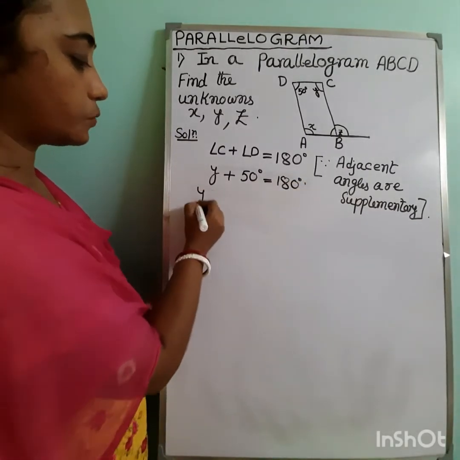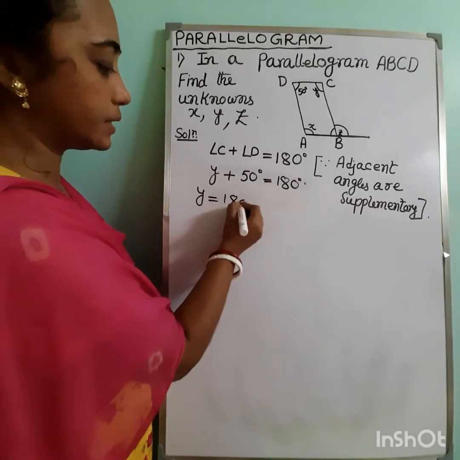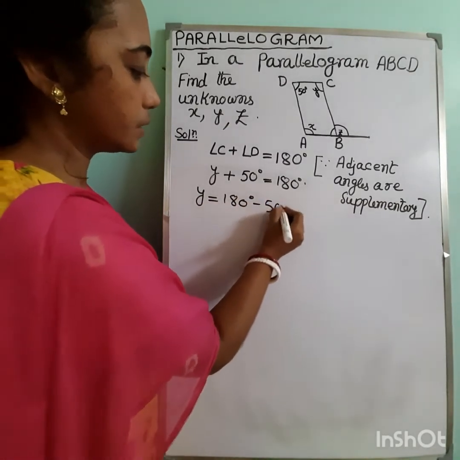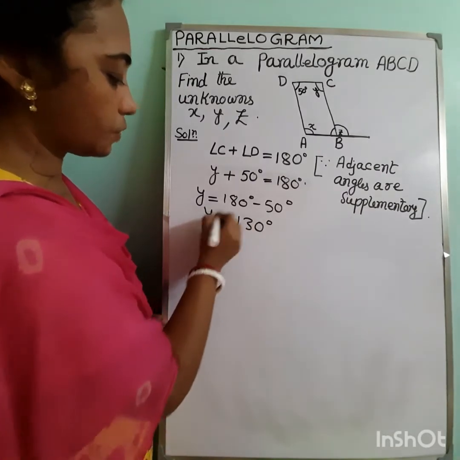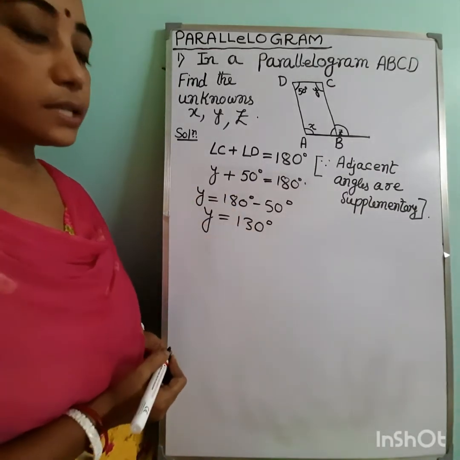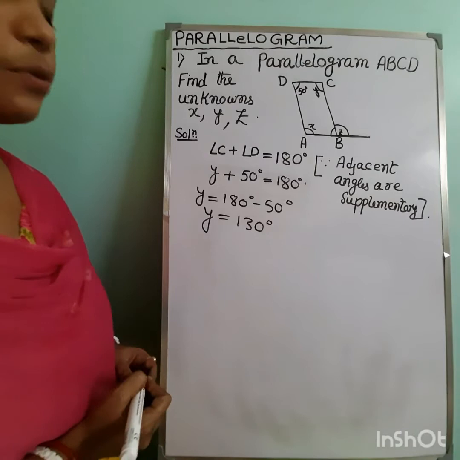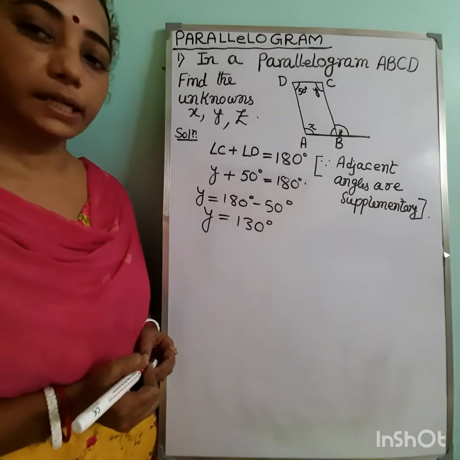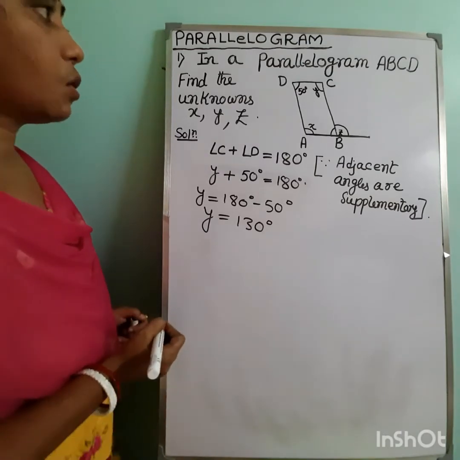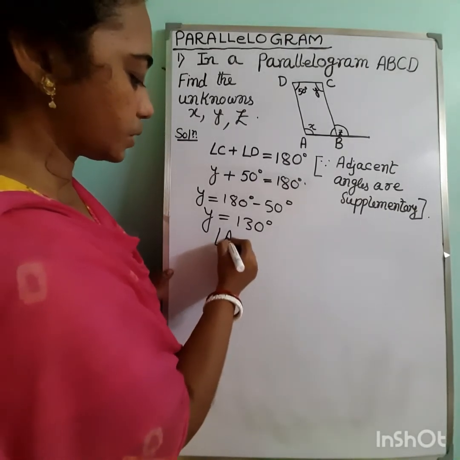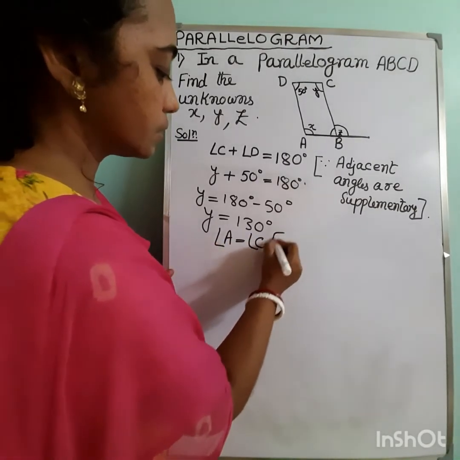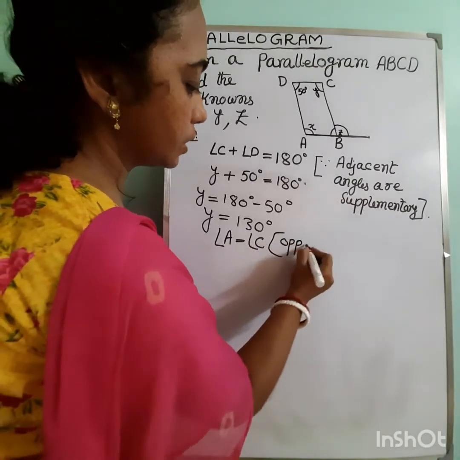So what is the value of y coming? y is equal to 180 degree minus 50 degree, that is coming 130 degree. So the measure of angle C is equal to 130 degree, or we can say the value of y is here 130 degree. Now also angle A and C are opposite angles. So angle A is equal to angle C because opposite angles are equal.